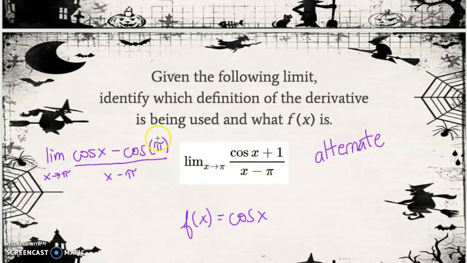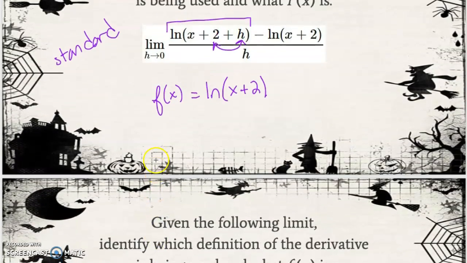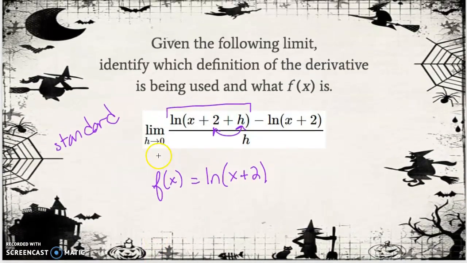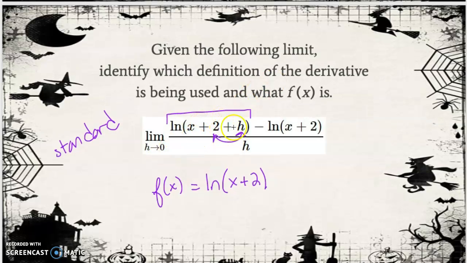And then you see how they went ahead and simplified this. Cosine of pi is -1, so minus -1 gives me a +1. So use very specific pieces of your limit definitions to determine what your function is. For our alternate form, I use what f of x is, and for our standard form, I go ahead and use the x plus h piece to determine what my original function is that I'm trying to take the derivative of.